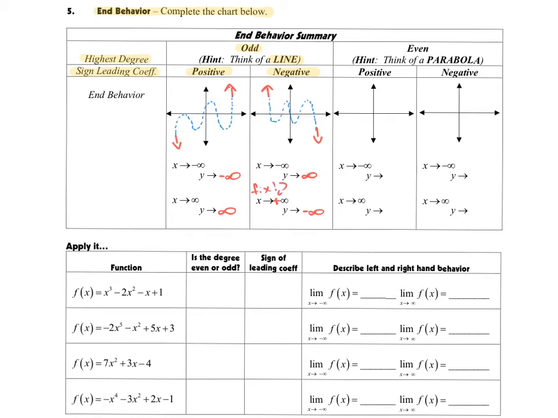Let's fix that. So let's look at our even degrees. If we have an even degree, our simplest polynomial with an even degree would be a parabola, our degree 2. So we're going to imagine a parabola with a positive leading coefficient. So what would that look like? It would be a nice upward turning parabola.